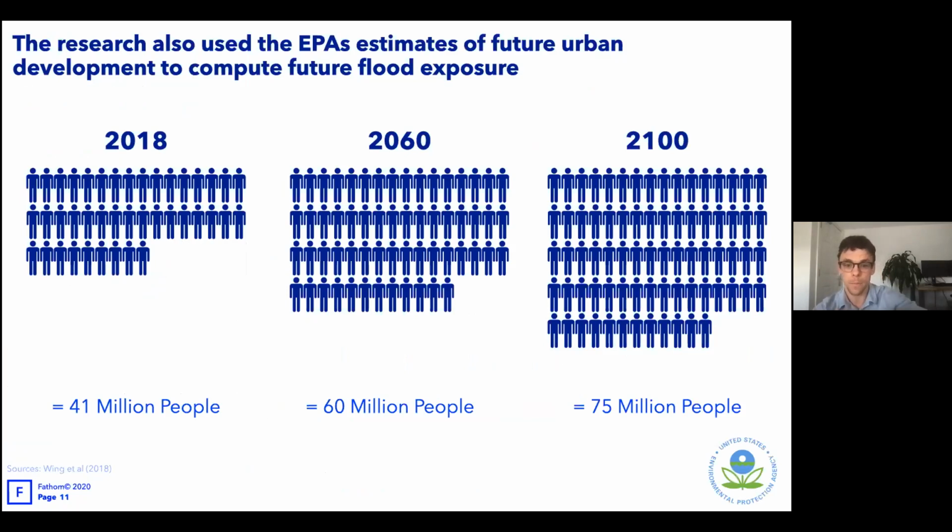And as a small side note, one of the other interesting things that we found in this particular paper was that the number of people exposed to flooding is going to nearly double by the end of the century without considering climate change. So if we just use the EPA's own projections of where they expect people to be living in the US towards the end of the century, then we see this really large amplification in exposure. Again, keeping hazard static.